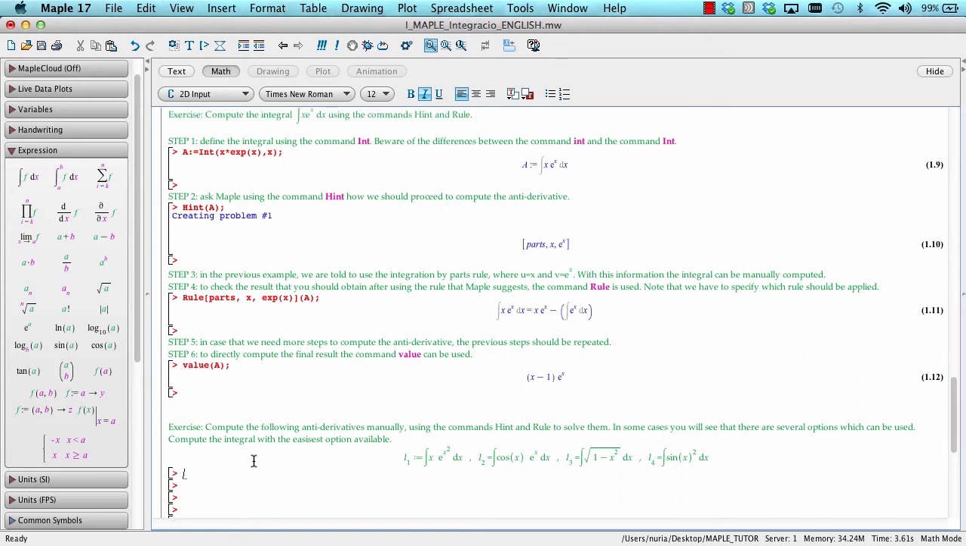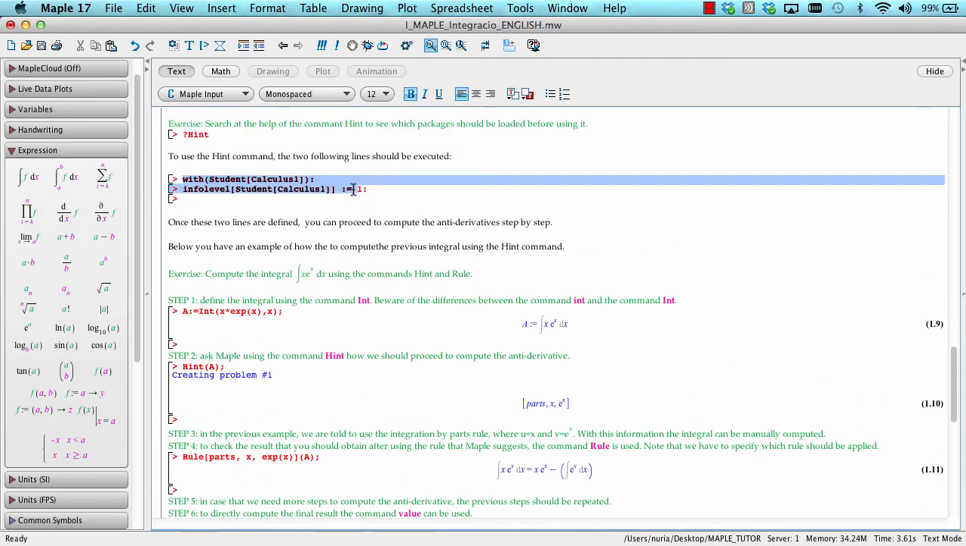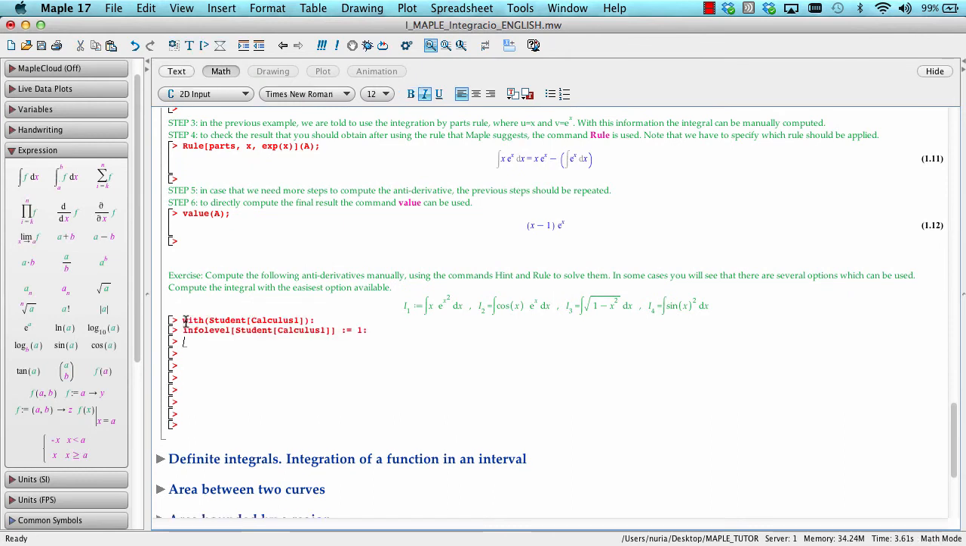The idea here is that since we already executed these lines, we don't need them, but in any case, if you had to do an exercise, you would need to place these lines, execute them, and now do the exercise. So let's define the first integral.